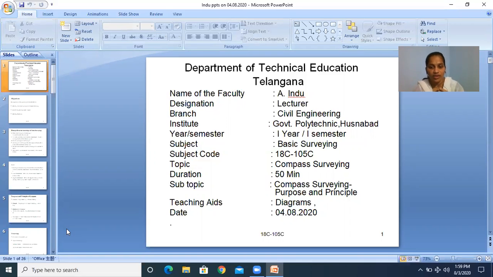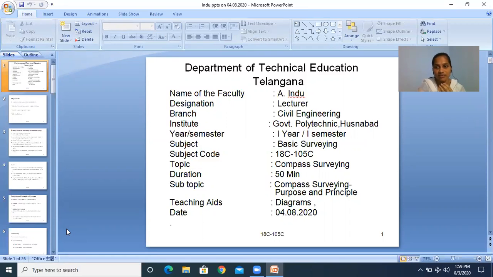Today we will go for another new instrument called compass surveying. So today's topic is compass surveying. Before entering into compass surveying, I can again recall the topics which we have discussed in chain surveying. Chain surveying is the basic surveying.